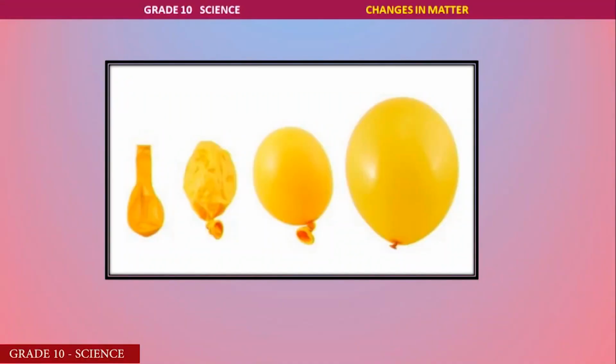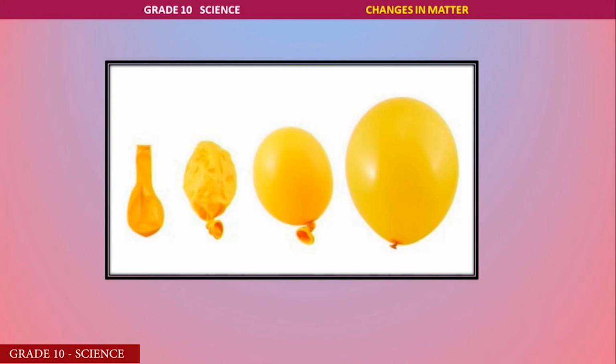In this picture, you can see a balloon in several stages. In the first balloon, there's no air filled into it. But in the other stages, air is filling the balloons in different amounts. The first one takes some space from the surrounding because it is a solid matter. But if we consider the other three stages, the last one takes a large space from the surrounding.